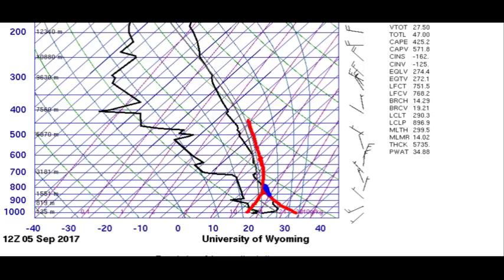And we end up with some weak to moderate instability there. This is all positive area, and that's enough to get us some storms. They would be topping out there at about 40,000 feet with a few overshoots up to about 46 to 47,000 feet.